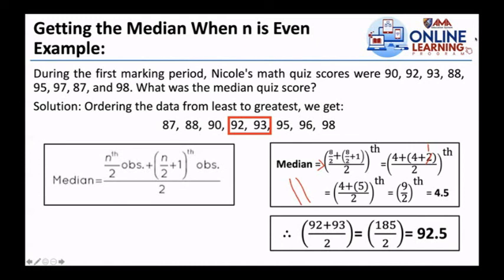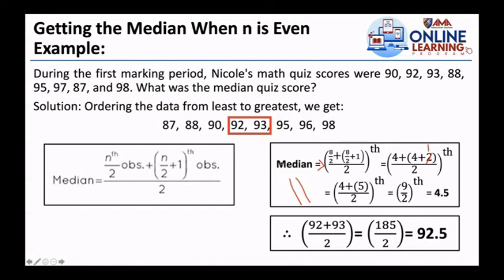Now, since this one is even, we apply this formula. So 8 divided by 2 is 4. So we identify the fourth, which is 92, and then 4 plus 1, the 5th, 93. We add these 2 and divide by 2, we get this. I put this because you might misunderstand, right? The median is not 4.5. I put an arrow just telling you that this is a position. Our median really is 92.5.